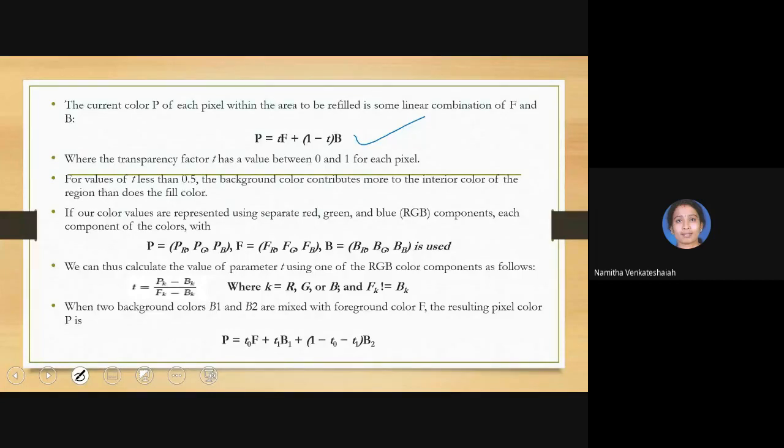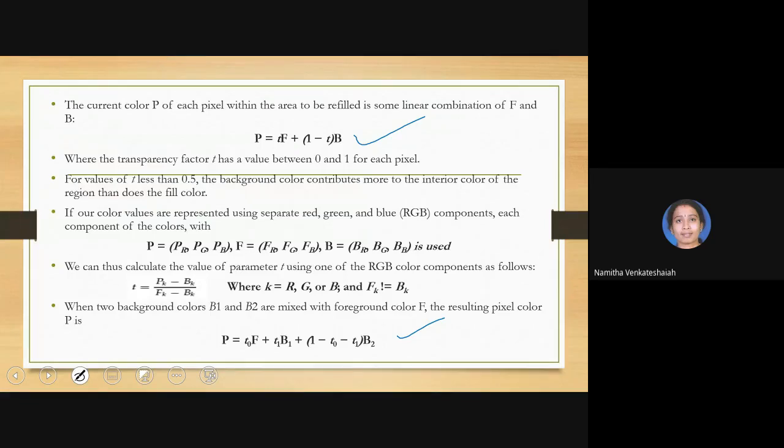And if two background colors are mixed with foreground, that means you are blending two background colors with foreground, then this equation will be replaced with another equation because you have only one foreground and two backgrounds. Then it is t0 F plus t1 B1 plus (1 minus t0 minus t1) B2. That means you have two transparency factors, each associated with one background.